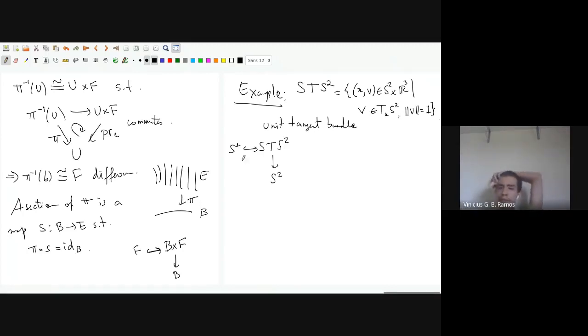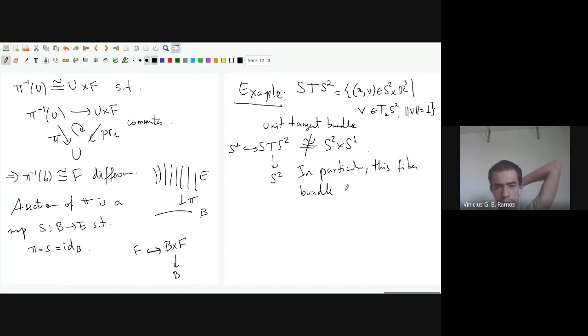But the point is that this is different. It's not homeomorphic to S2 times S1. In particular, this fiber bundle does not admit a section. Okay, and this is because of the Hairy Ball theorem. A section would contradict the Hairy Ball theorem.